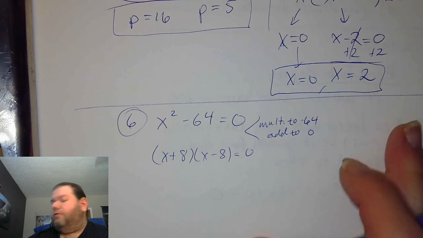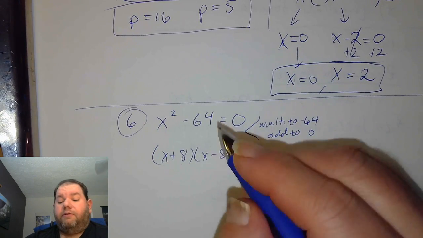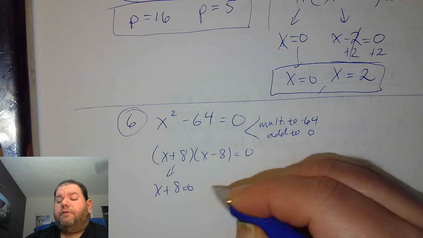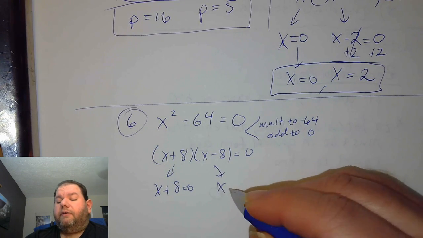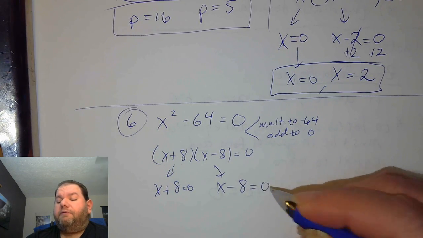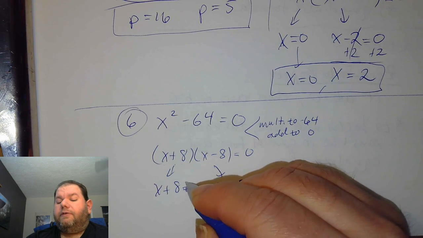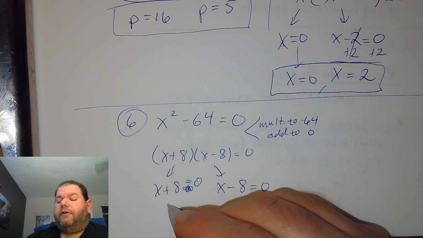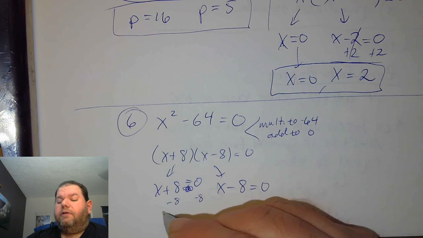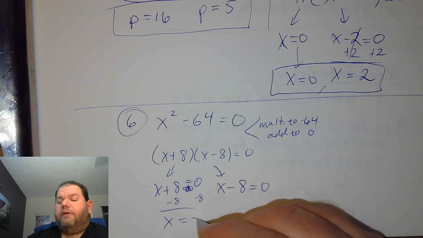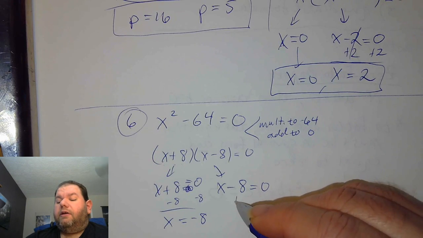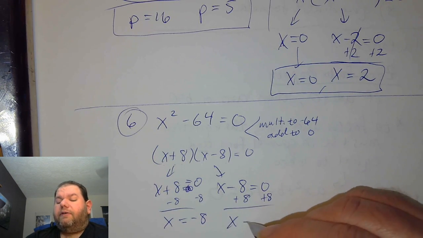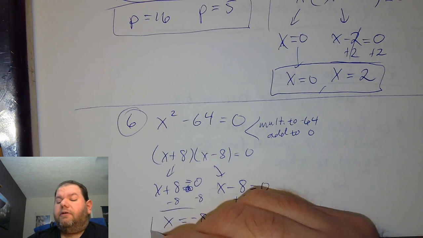Now that we still have an equation to solve, we say x plus 8 equal to 0, and x minus 8 equal to 0. On this side we'll subtract 8, so x equals negative 8, and on this one we'll add the 8 to both sides, so x is equal to 8.